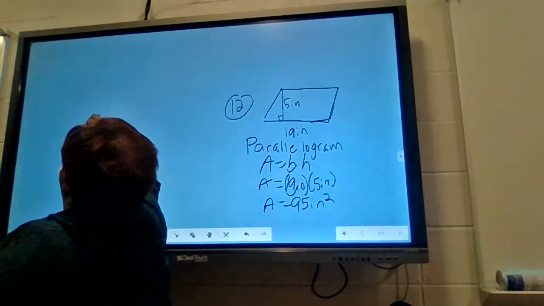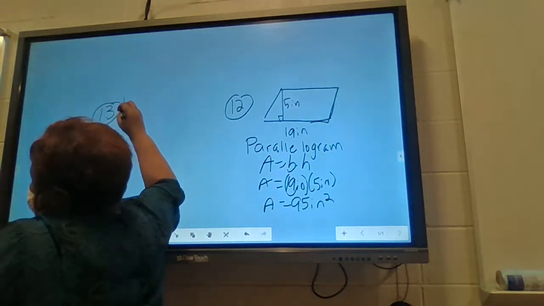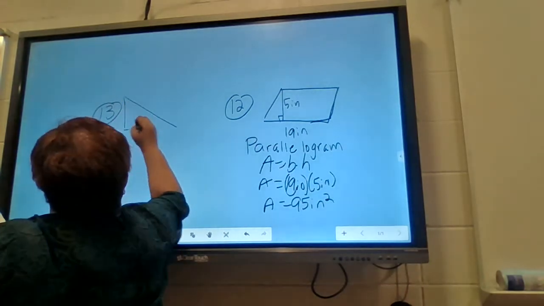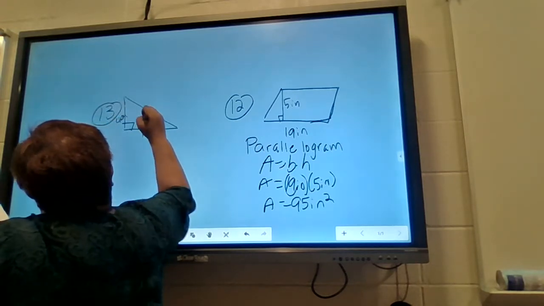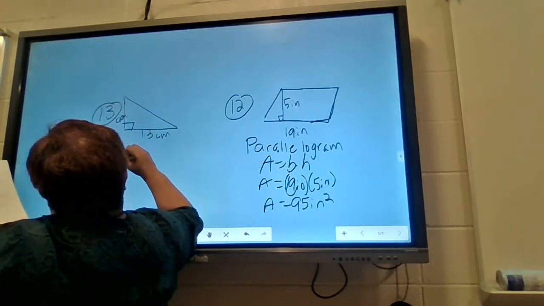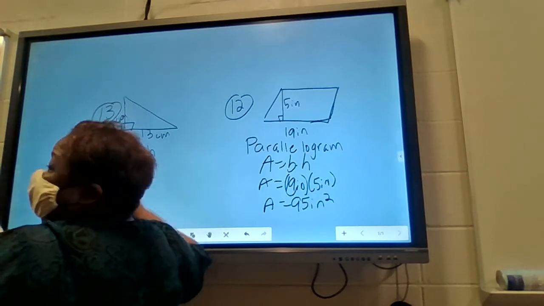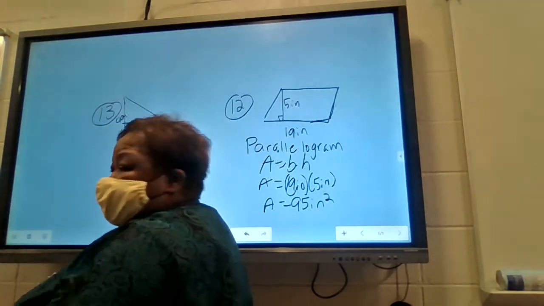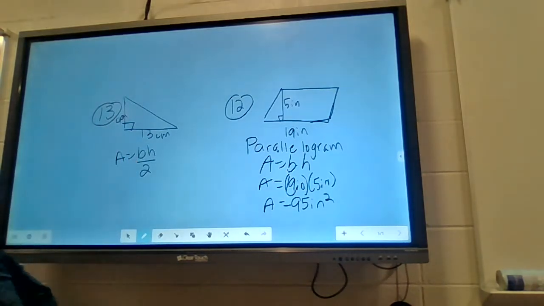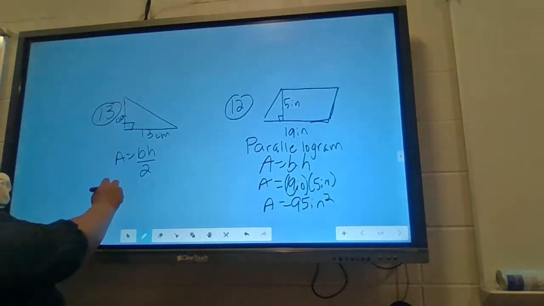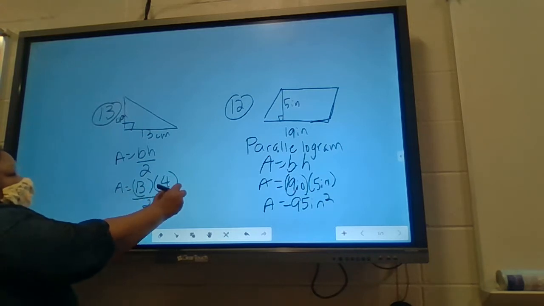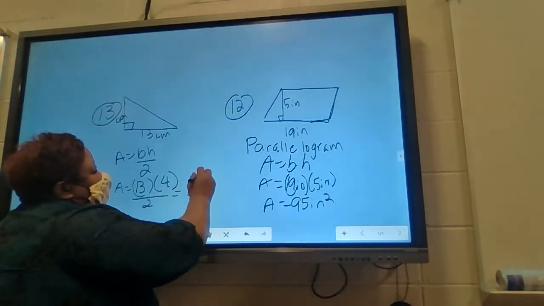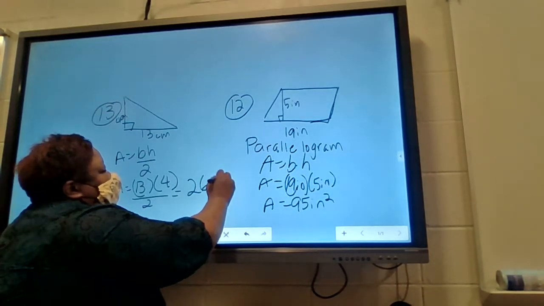Now I know you know what kind of shape number 13 is. Triangle. Base times height divided by 2. Make sure you divide it by 2 for a triangle. So my base is 13 centimeters. My height is 4 centimeters. I divide that by 2. So my area is 26 centimeters squared.